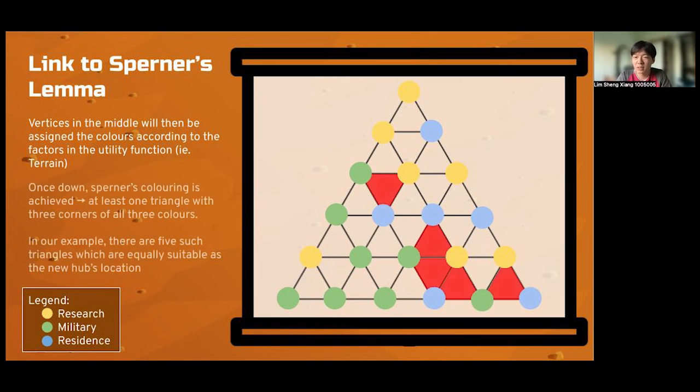So once done, Sperner's coloring can be achieved with at least one triangle with the three corners of all three different colors. Right? In our example, as you can see, we have 5 of such triangles highlighted in red, and all of these triangles are equally suitable for the new hub's location.